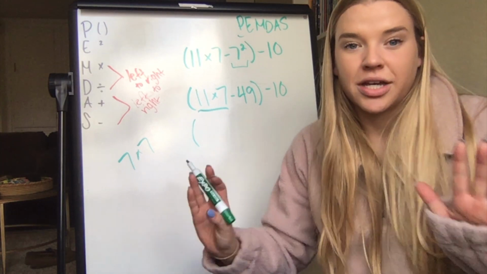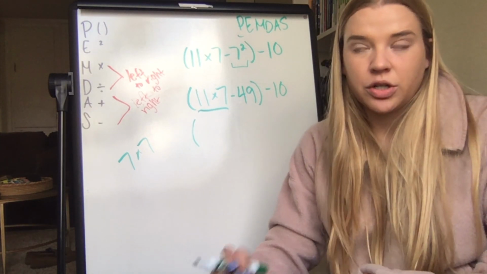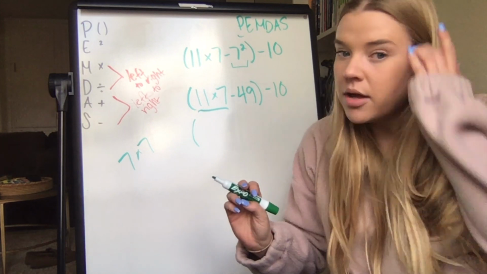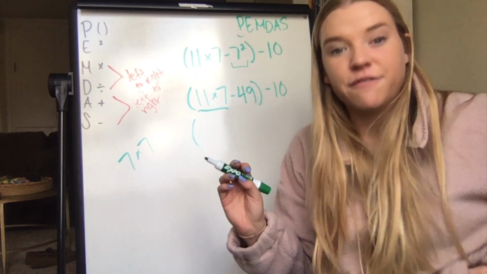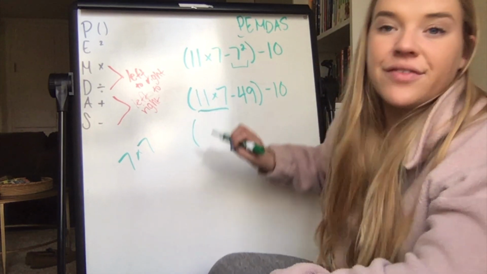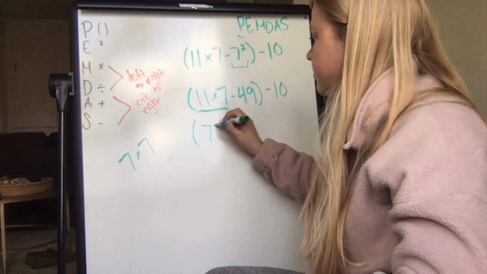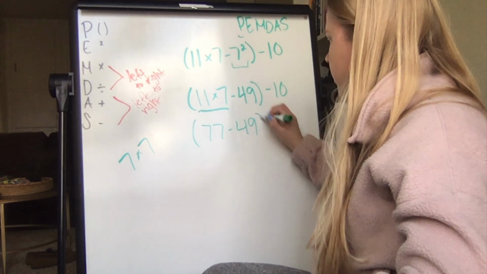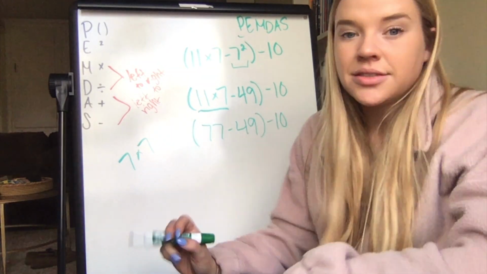That was weird to just cut off. But there's still an operation in there, so I'm not finished yet. So my parentheses have to stay until I'm finished. There's no more operations left. I've solved everything that I can solve. So I have 11 times 7, which is 77, minus 49, minus 10.